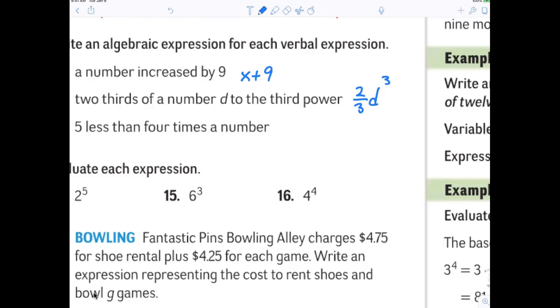All right. Now, here's what I was talking about now. Am I starting with 5 or am I subtracting 5? There you go. So that's why this is minus 5 and then 4 times the number. So 4x. All right? Are we okay with that?